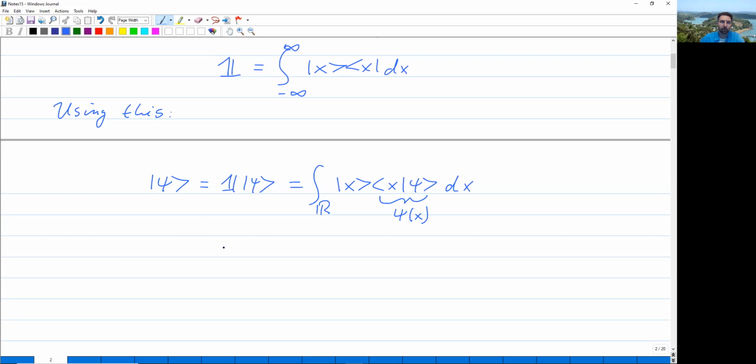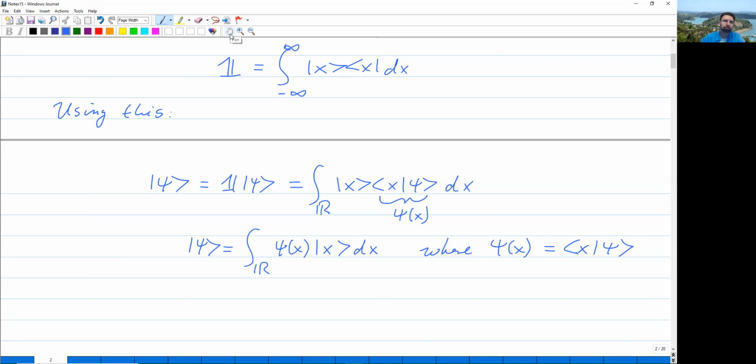And so we can now write that psi is a linear combination of the basis vectors |x> dx, right? I just rewrote that same equation here, where psi of x is equal to the overlap <x|psi>.